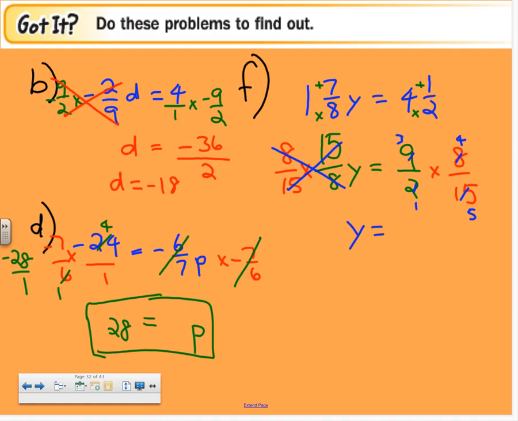So 3 times 4 is 12. 1 times 5 is 5. So y equals 12 over 5. Or, what's another way I can write that? If I divide this, 5 goes into 12 how many times? 2 times, with 2 left over. So our answer for that one is 2 2/5. Okay?